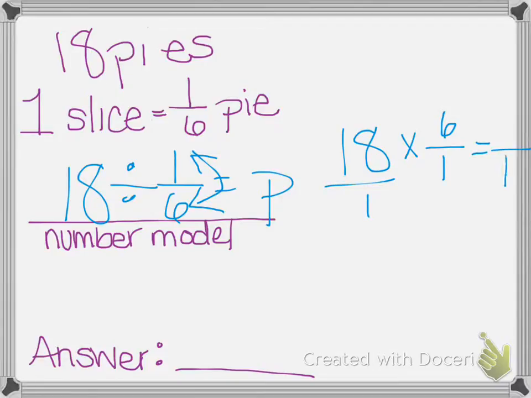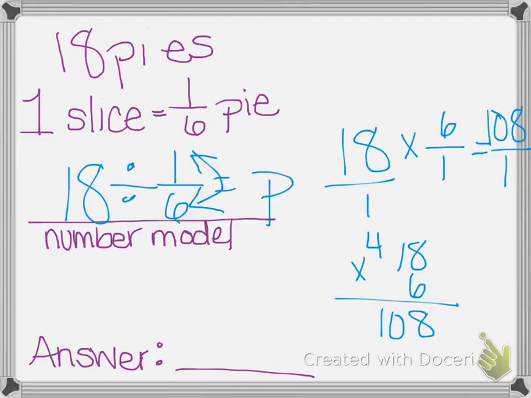1 times 1 is 1, 18 times 6, 6 times 8 is 48, 6 times 1 is 6, plus 4 is 108. So with 18 pies divided into 6, they would have 108 slices of pie.